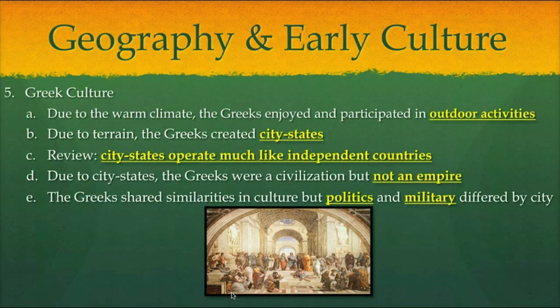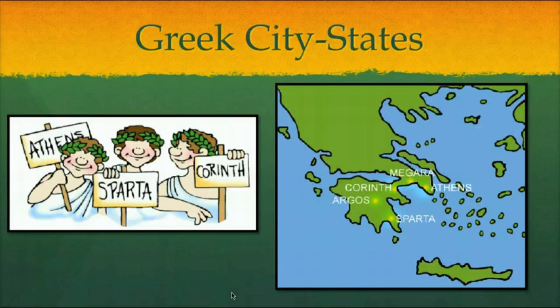The Greeks shared similarities in culture, but politics and military differed by city. So I've already kind of touched on that, especially when you look at Athens and Sparta. Athens has got a much better navy because they have access to water, whereas Sparta is going to have a much better army because they're landlocked. They do not have access to water. Yeah, they might worship the same gods. And they're actually going to have different governments, but they're still Greek. They're just different Greeks, if that makes sense. Their city-states, their politics, and their military were very, very different, even though they both considered themselves Greek.